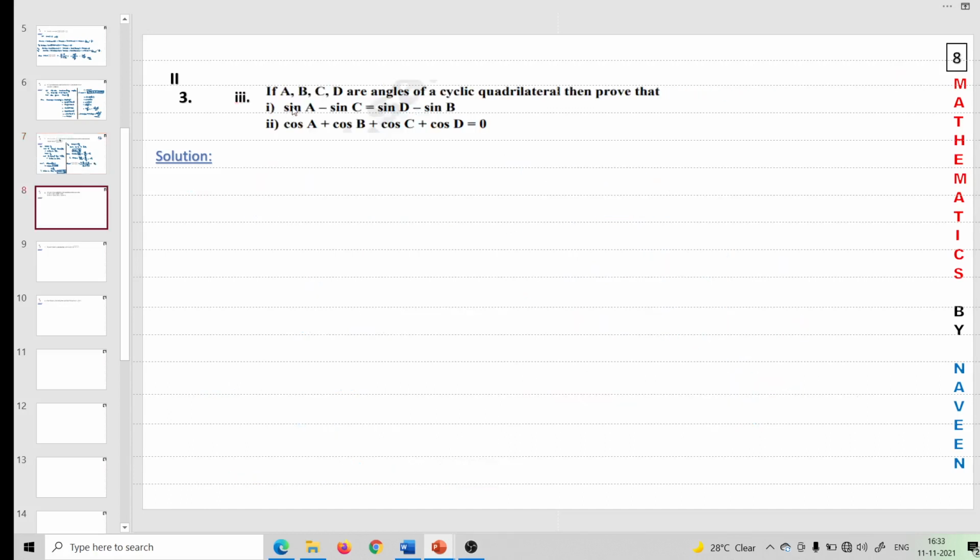Clear? Next problem. If A, B, C, D are angles of a cyclic quadrilateral, right? Yeah, this one. Suppose this one is A, B, C, D. Then A plus C is 180 and B plus D is 180. Right? Solution. Given that A, B, C, D are angles of a cyclic quadrilateral.